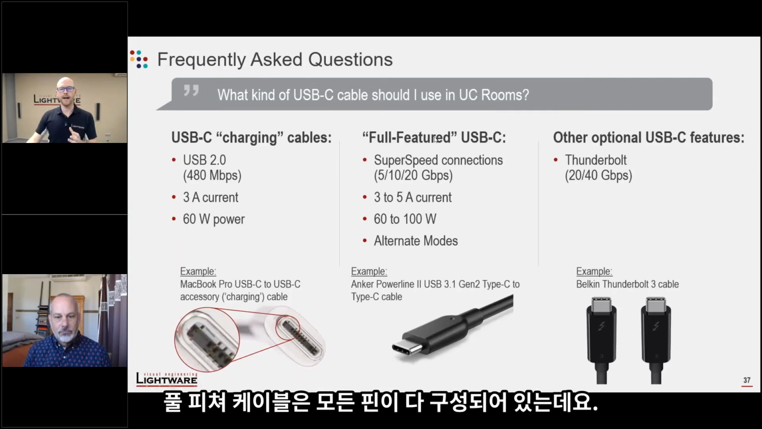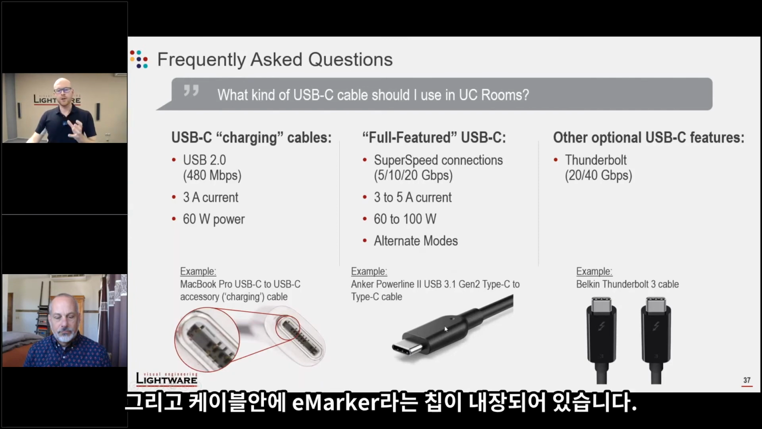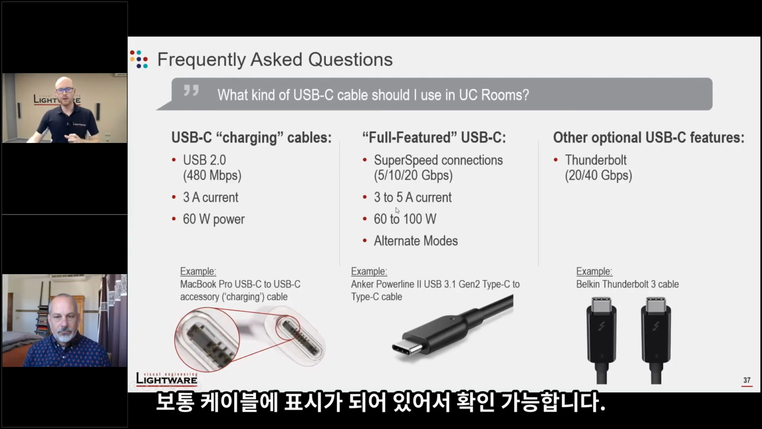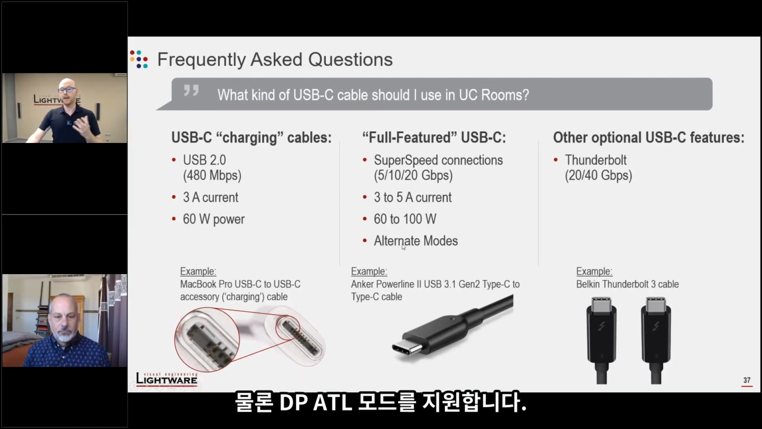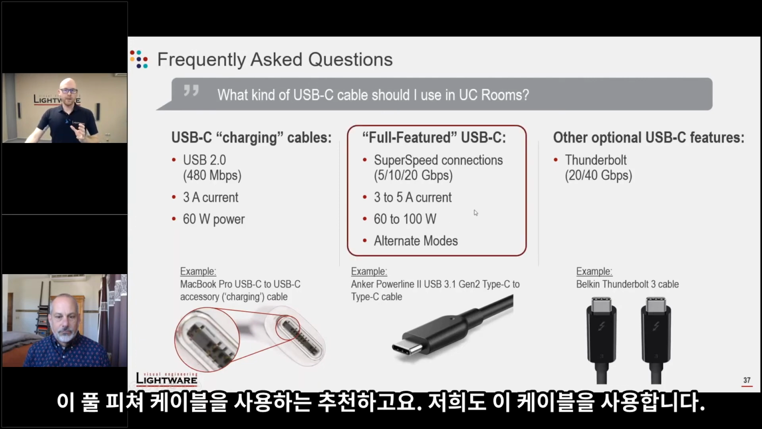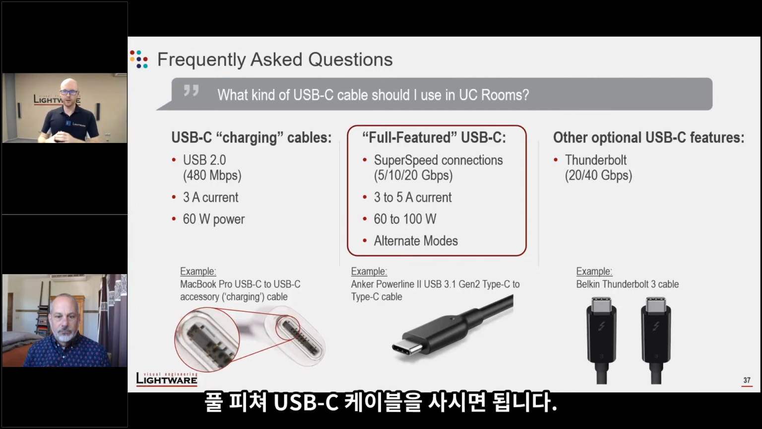So a full-featured cable has all the pins inside the plug and all the wires inside the cable. It also has a chip inside called the E-marker, which lists the capabilities of the cable. They can be 3 amp or optionally 5 amp cables, and they usually support alternate modes. This is the type of cable you need. This is the type of cable we supply. And if you're looking for a cable yourself, just look for full-featured.